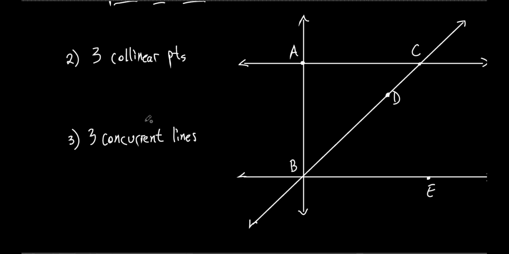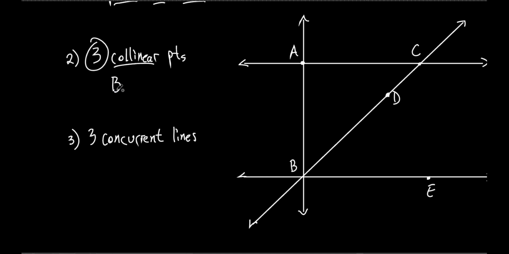So 3 collinear points. Collinear means the points that lie on the same line. So how many lines do you got? You got 1, 2, 3, 4. So you got 4 lines. So where in this picture do you have 3 points lying on the same line? Well, what about this line right here? Do you have 3 points? No, you only got A and B. That's 2. What about this line? Nope, B and E. What about this line going across like that? Nope, A and C. What about this diagonal line right here? Sure, you got 3 points, B, D, and C.